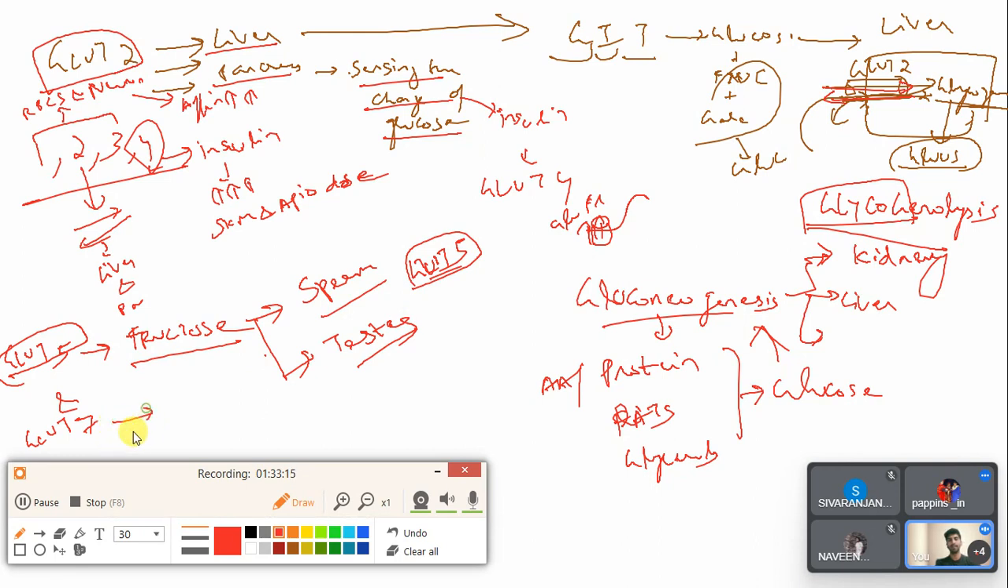And then GLUT7, this is the last interesting one, it is present on the endoplasmic reticulum. When gluconeogenesis occurs, it mostly takes place in the endoplasmic reticulum, that is the SER, smooth endoplasmic reticulum. So that's where it transports the glucose. So we have covered all the GLUTs.